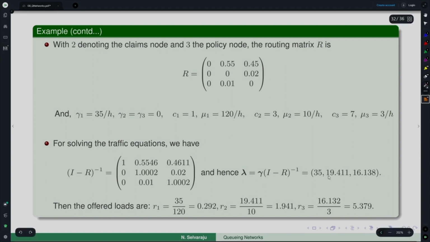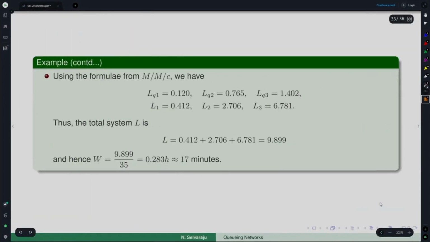From these lambdas, and since you already have mu 1, mu 2, mu 3 given, you can now compute the offered load to each node: R 1 is 0.292, R 2 is 1.941 and R 3 is 5.379. Obviously, you have 7 servers here, which is more than this, and 3 servers here, which is more than this. So the stability holds, which is how you are getting this.